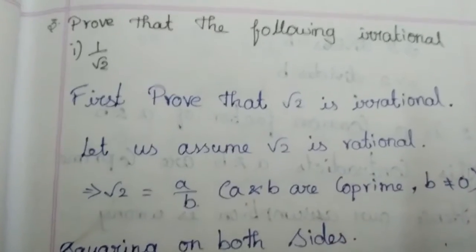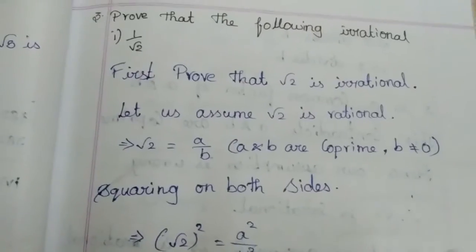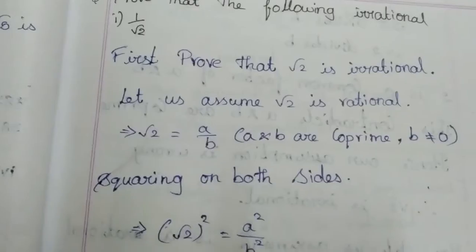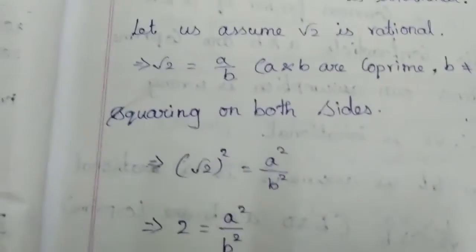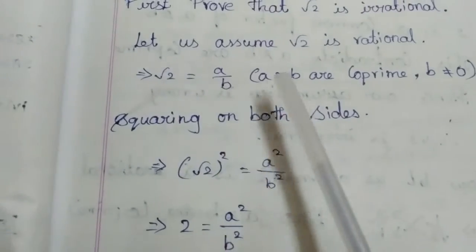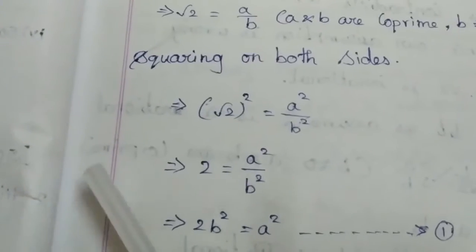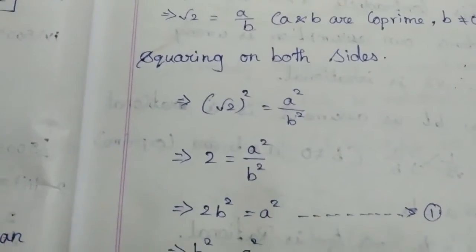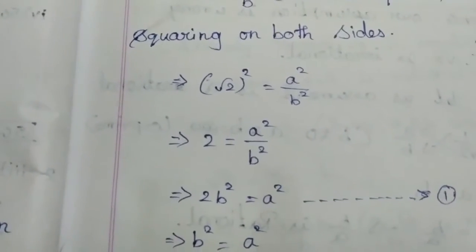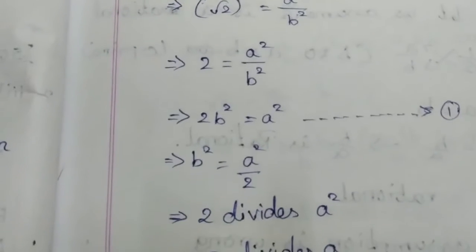Next, the third question: prove that 1 by root 2 is irrational. First, how do we need to prove it? First, prove that root 2 is irrational. Let us assume root 2 is rational by contradiction. So root 2 is equal to a by b, where a and b are coprime numbers and b is not equal to 0. Squaring on both sides, root 2 whole squared is equal to a squared by b squared. Square and square root get cancelled, so 2 is equal to a squared by b squared. So 2b squared is equal to a squared. Keep as equation number 1.